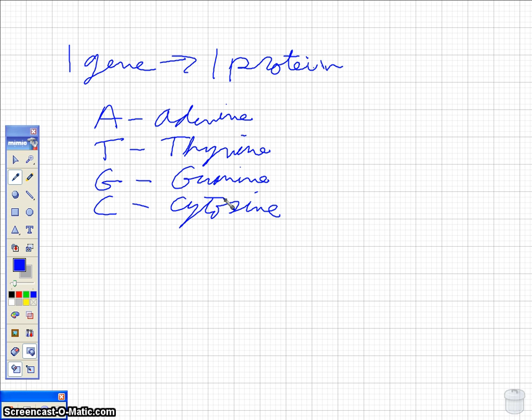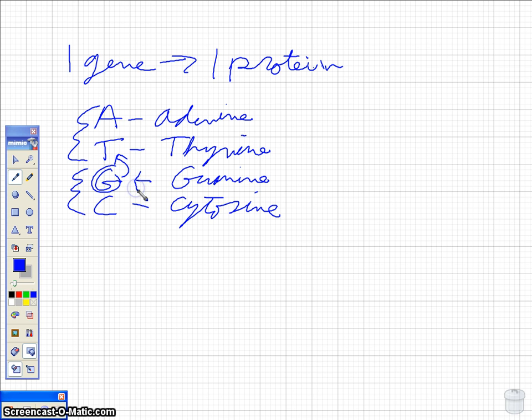Now, as we move on, we need to understand that A's and T's will always pair together, and G's and C's will always pair together. You'll never have a G paired to a T. It just strictly does not work that way. Now, we're not going to use the chemical names too much anymore. We're going to stick to the A's, T's, G's, and C's, just like you see here.